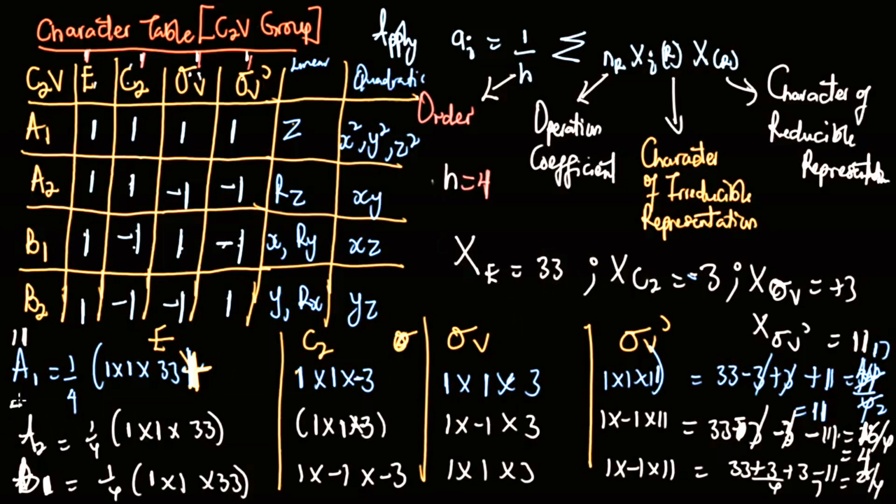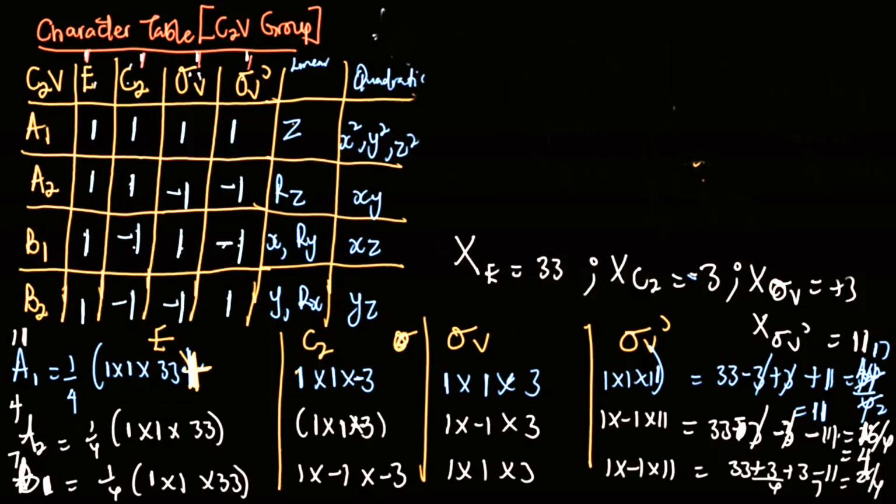That was 482 rather. So our B1 is 28 over 4. That's basically 7. So let's look at our B2. So B2 will be 1 over 4.